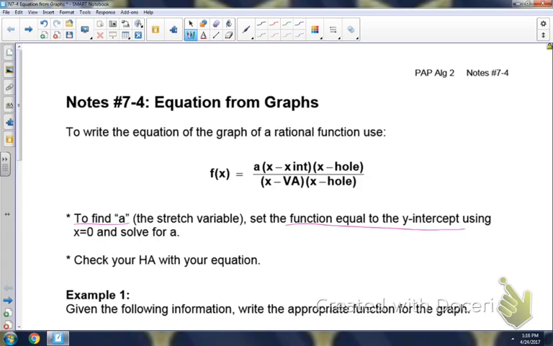You're going to be setting your equation equal to your y-intercept, which means your x will be 0, and then you'll be solving for a. If you do not have a y-intercept, then you are using your horizontal asymptote.